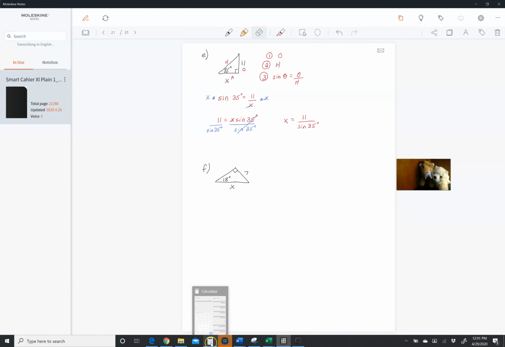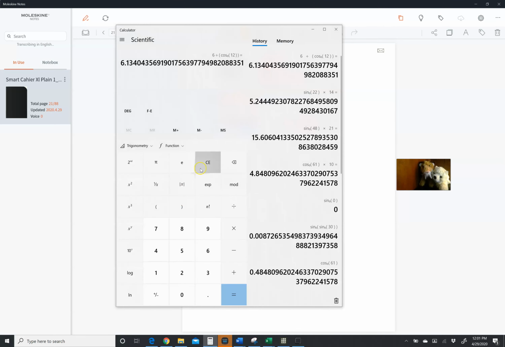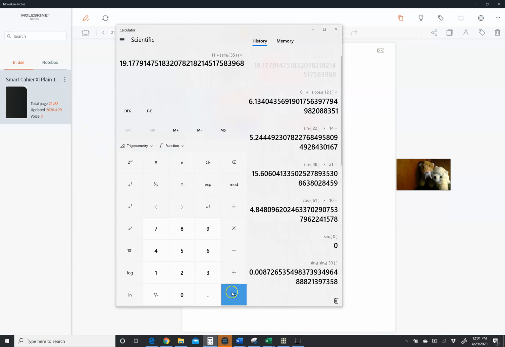And then we go to our calculator and we do 11 divided by, in parentheses, sine of 35, close your parentheses, and you get 19.18. And let's just make sure that this is reasonable. Again, it's a 19.18 because this third number here is the 7, so it's greater than 5, which means this number goes up.